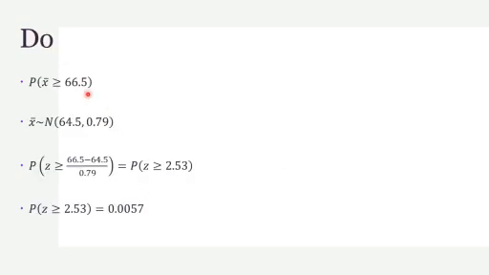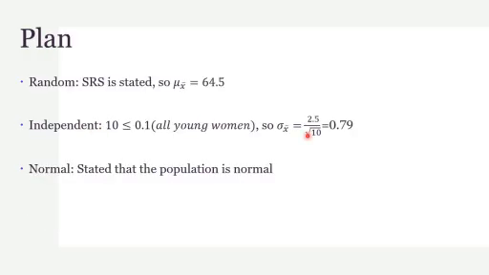Next up is the do. So the probability of x bar being greater than 66.5, which is what was stated back in state. We mentioned what our normal distribution is. So our normal distribution is 64.5 comma 0.79. That's the deviation we found after this calculation, okay? Because instead of the deviation of the entire population, for our sample we're going to narrow it down and make it smaller.